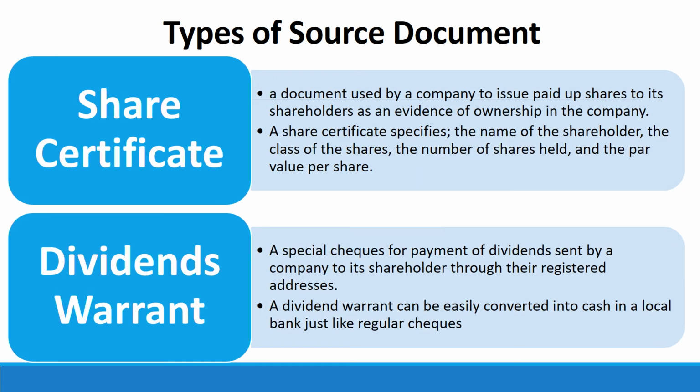A share certificate is a document used by a company to issue paid-up shares to its shareholders as evidence of ownership in the company. A share certificate specifies the name of the shareholder, the class of the shares, the number of shares held, and the par value per share. A dividend warrant is a special check for payment of dividends sent by a company to its shareholders through their registered addresses. A dividend warrant can easily be converted into cash in a local bank just like a regular check.